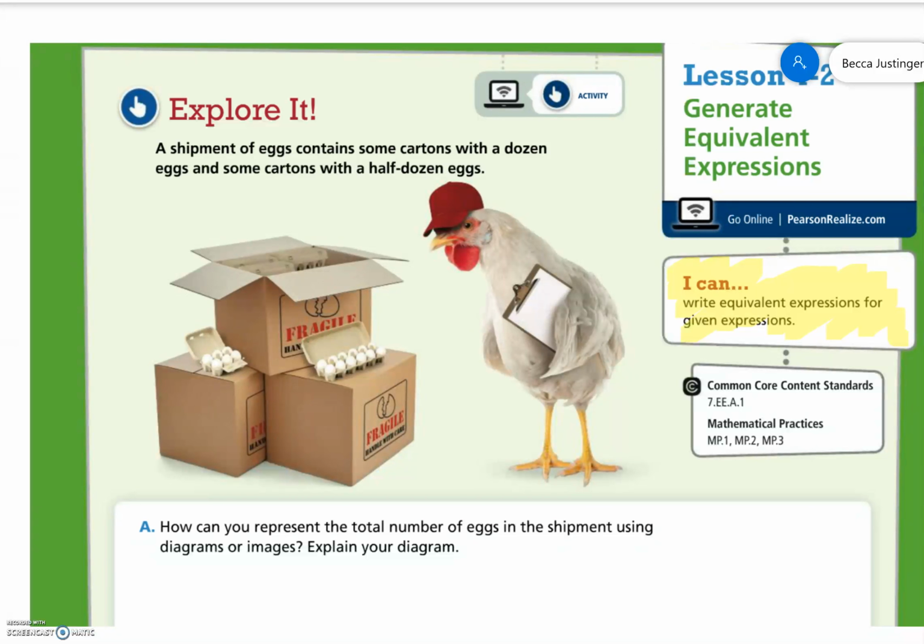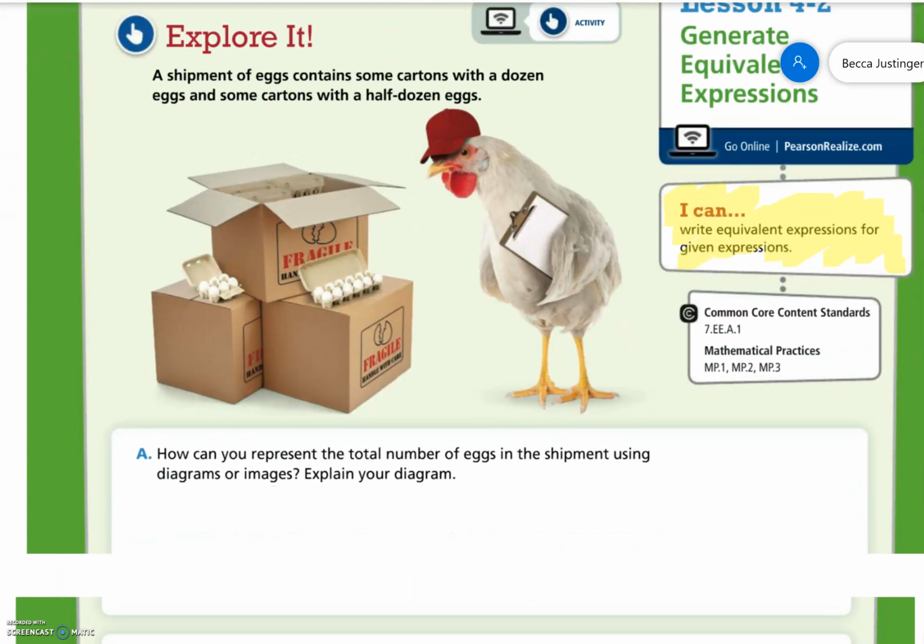Explore it. A shipment of eggs contains some cartons with a dozen eggs and some cartons with a half dozen eggs. How can you represent the total number of eggs in the shipment using diagrams or images? Explain your diagram. So I want you to draw something out, maybe some dots, some squares, and we will use some participation. Pause the video, press play when you're done.